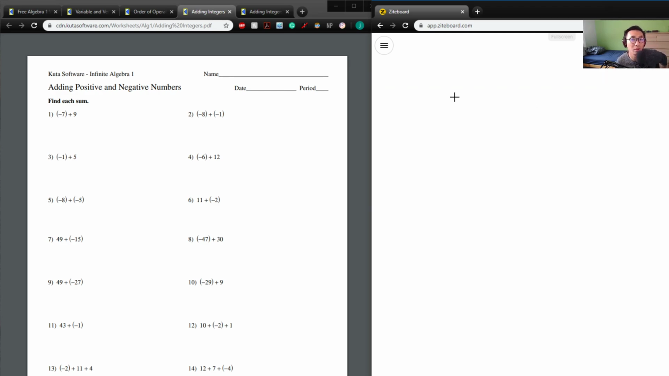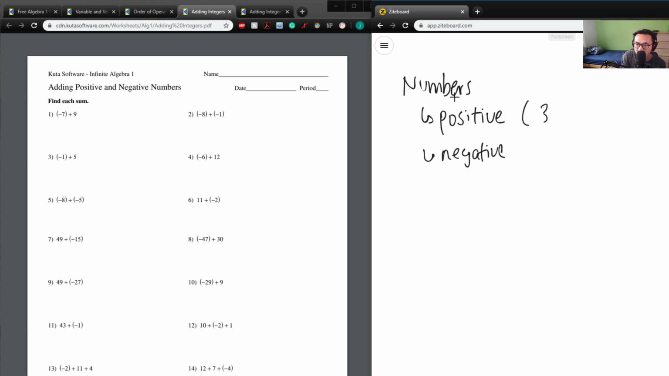So positive and negative numbers, you can say integers, because integers are simply whole numbers, right? Numbers can be either positive or they can be negative. For example, 3, 6, 9, they're all positive numbers, right? Negative numbers would be the inverse, right? -3 or -5, -10. These are all negative numbers.